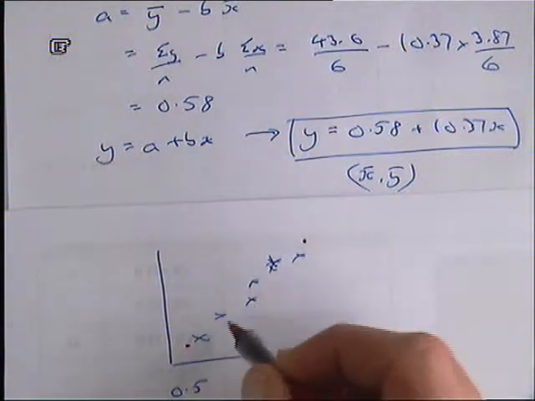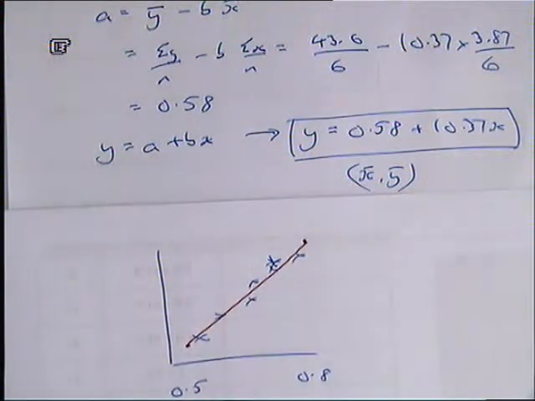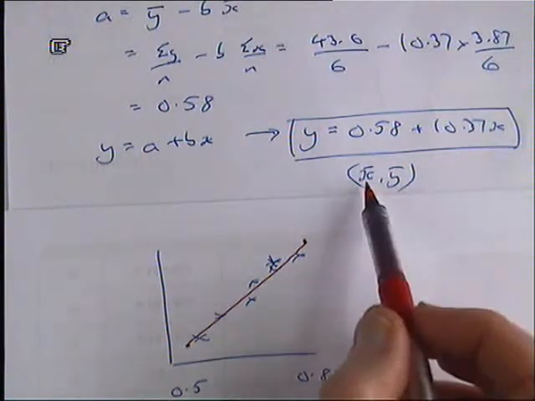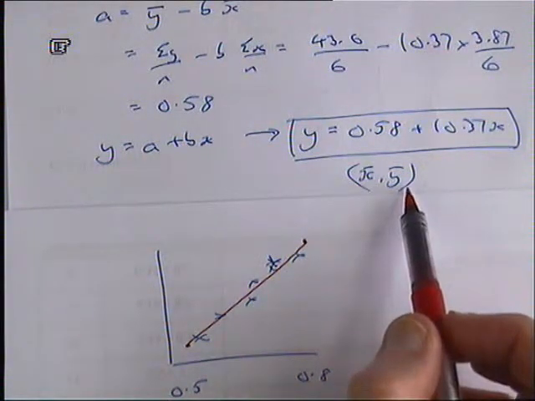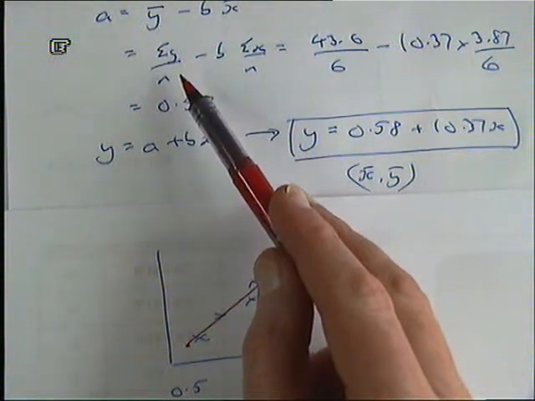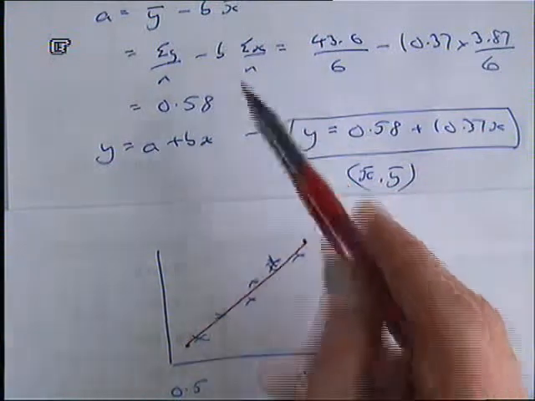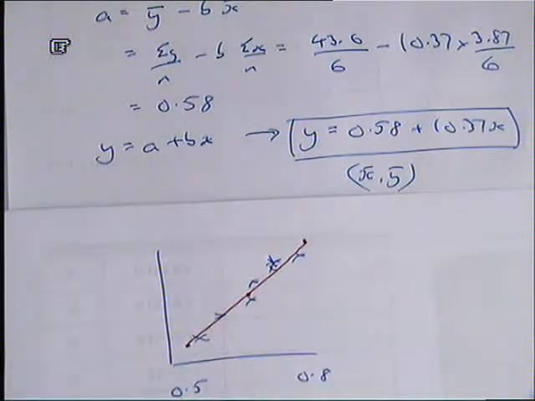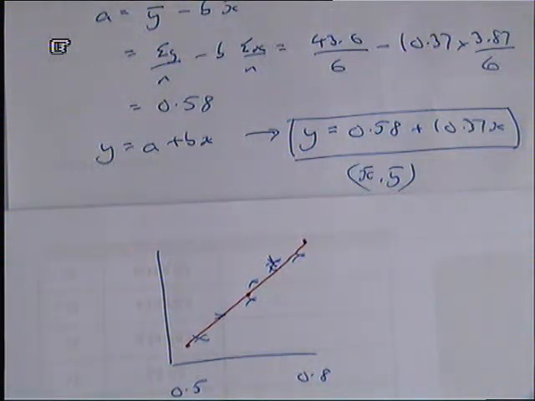Put that on there. Join it up with a straight line, and then as a check, the point x bar, y bar, you worked out what x bar and y bar are earlier. Check that actually that is somewhere on this line. If it is, you're okay. If it isn't, you know you've gone wrong somewhere, because it really should be there.